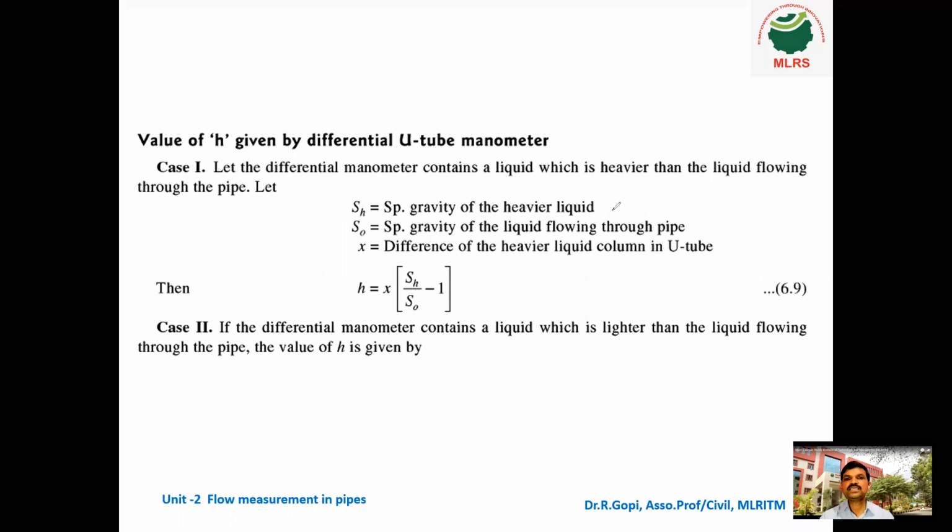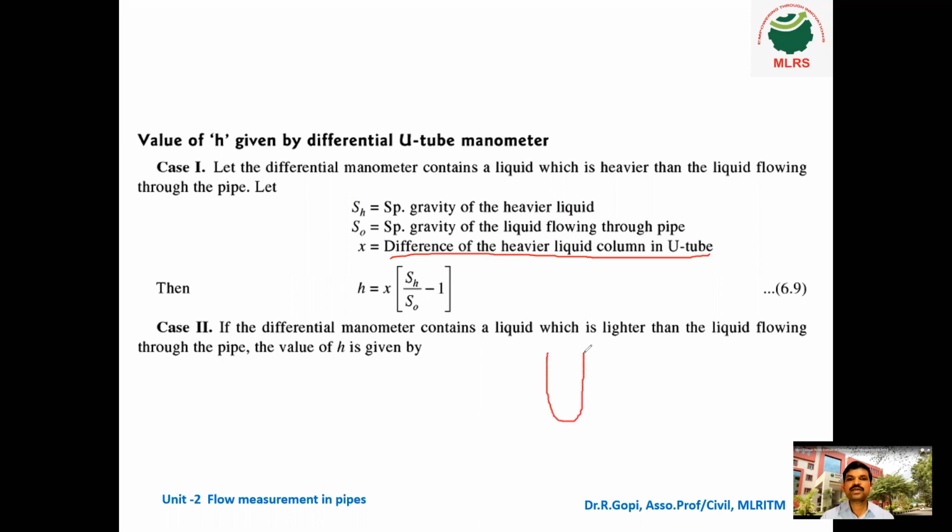Here, for the heavier fluid we are using mercury, so SH is the specific gravity of the mercury, and S0 is the specific gravity of the liquid flowing through the pipe. Take it as water. X is the difference of the heavier liquid column in the U-tube, that means the mercury level difference.